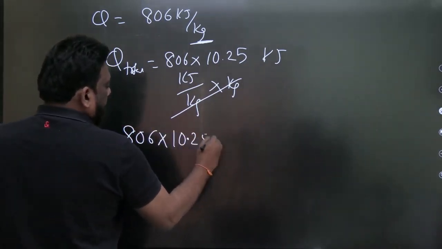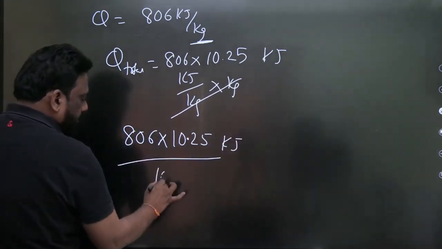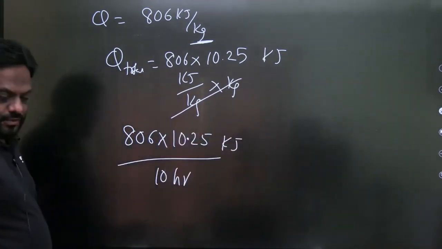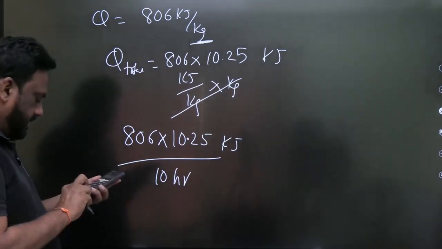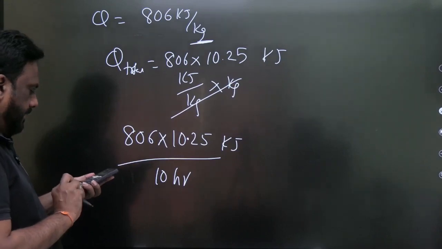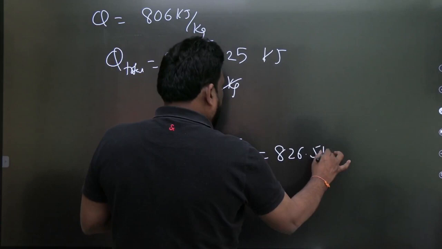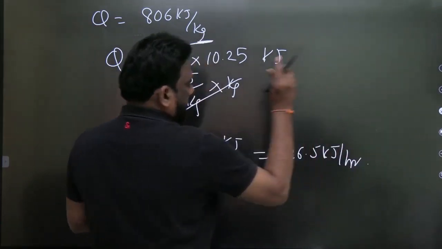So therefore, if you want per hour, this is so many kilojoule, you want per hour. The process is occurring for 10 hours. So now you will get this 806, divided by 10. So the answer is 826.5 kilojoule per hour. This is the right answer.